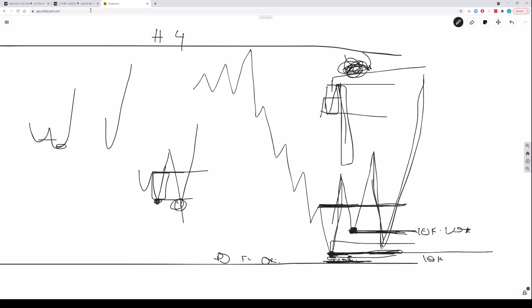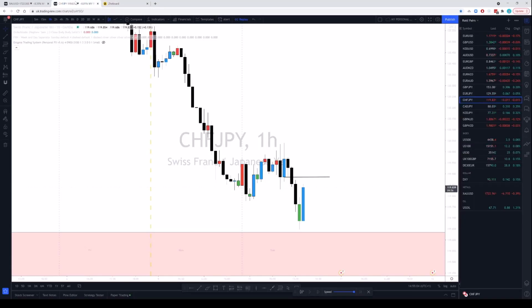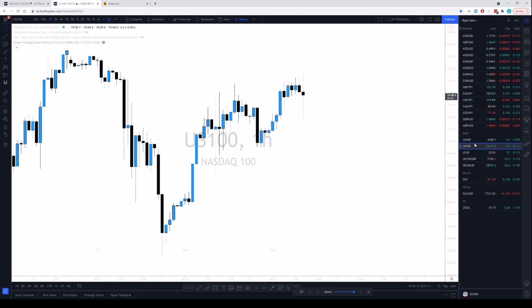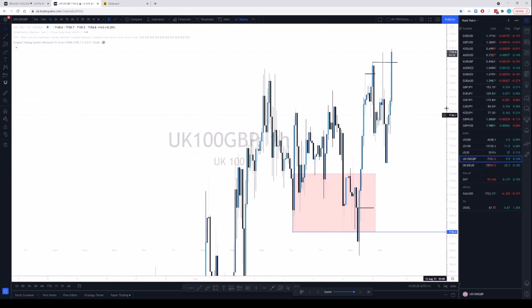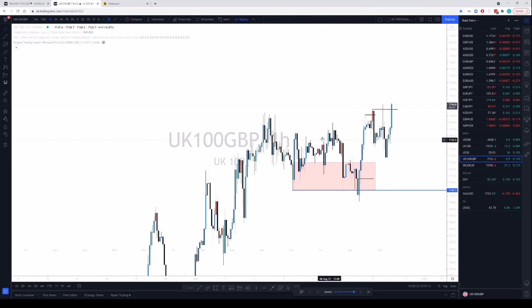Okay, and to show you an example of how it actually looks, let's go into some price action and show you how it looks. I'm going to use UK 100 for a trade that I took on Friday.